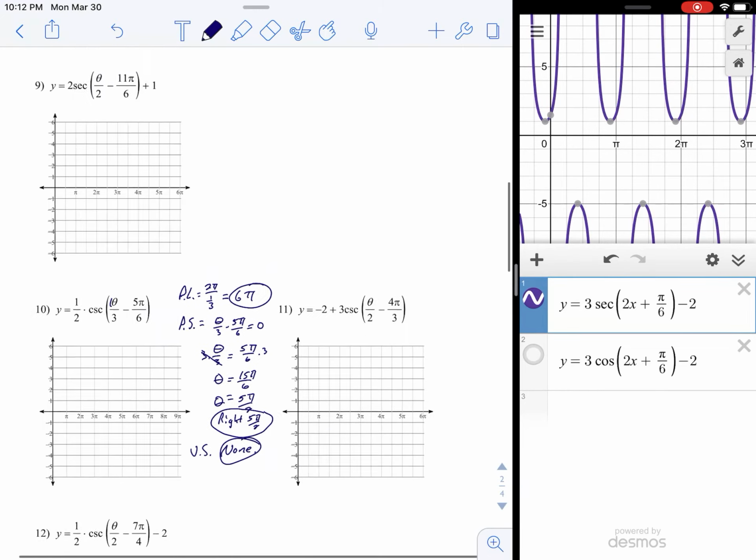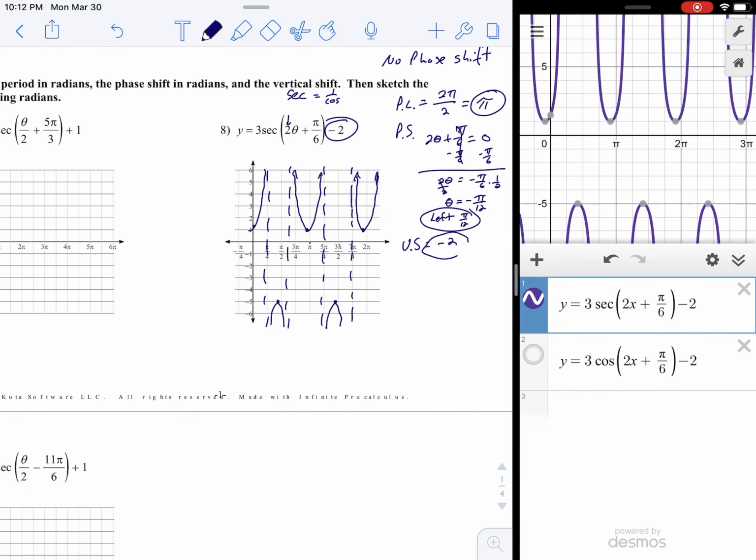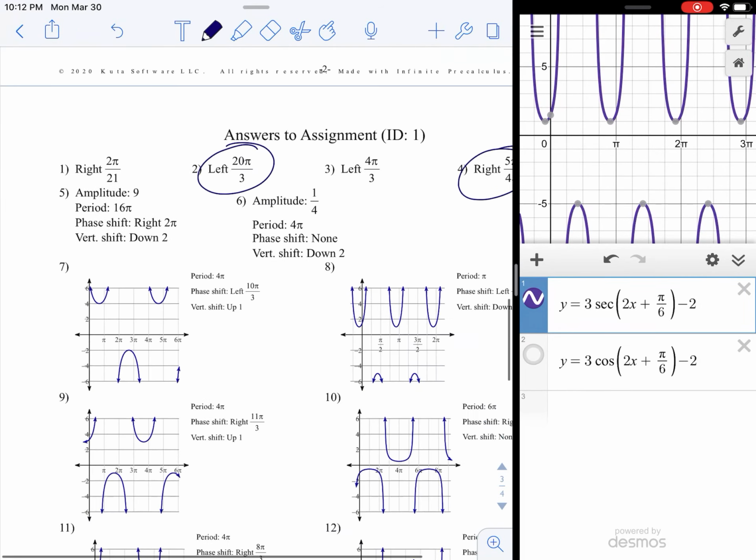And I just realized that back on number 8, I never actually went down to check my work. So let's see, pi, left pi over 12, and negative 2.